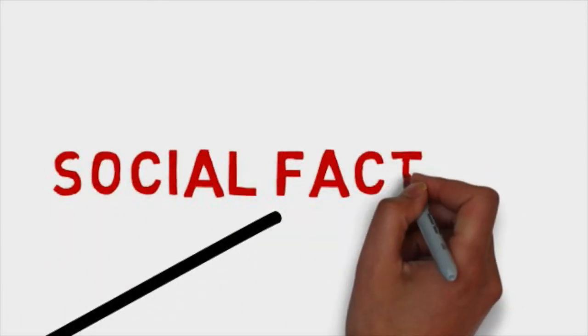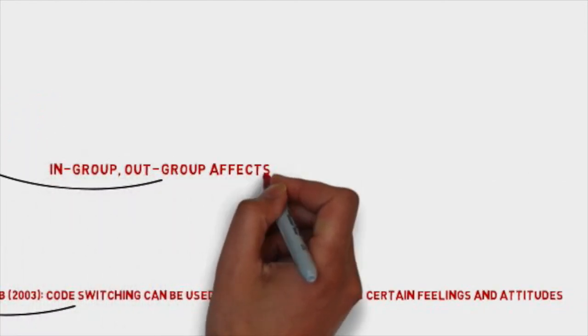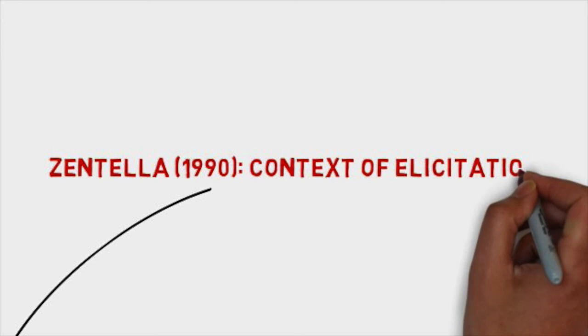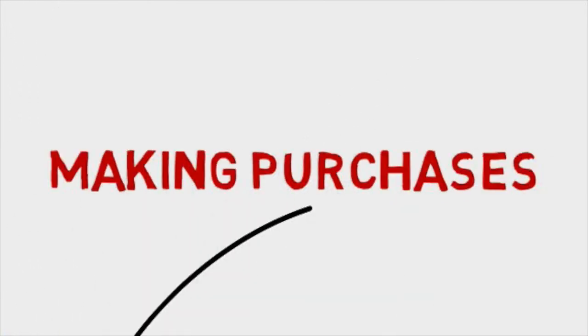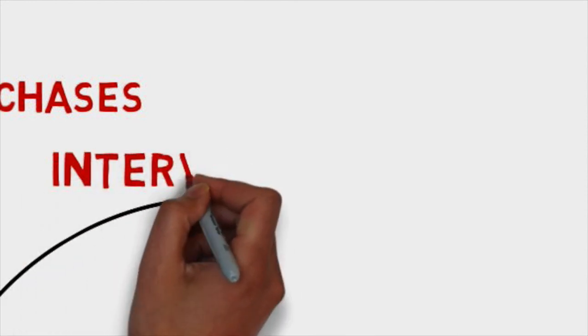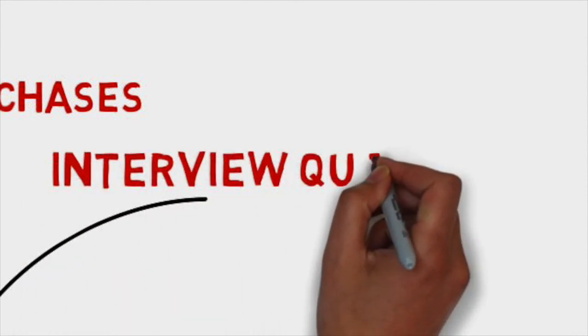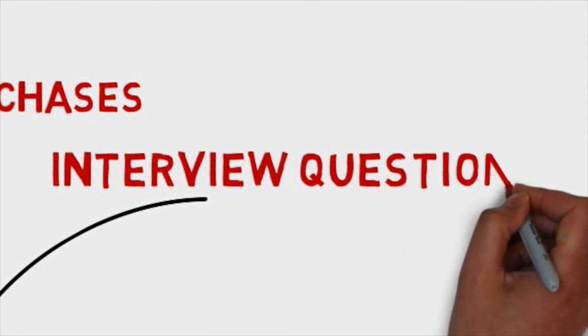Lastly, similar to the factors of socializing, under social factors we have in-group and out-group, which affects the preference choice of language. Furthermore, the context of elicitation has been found to affect code switching as well. Zentella found that bilingual speakers were more likely to code switch when narrating and telling jokes, as opposed to making purchases or answering interview questions. Elicitation contexts such as narrating stories from picture books are more cognitively demanding and may require greater linguistic complexity than conversation context, in which the children may select the topic of conversation.